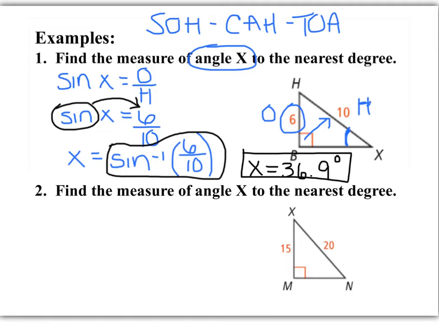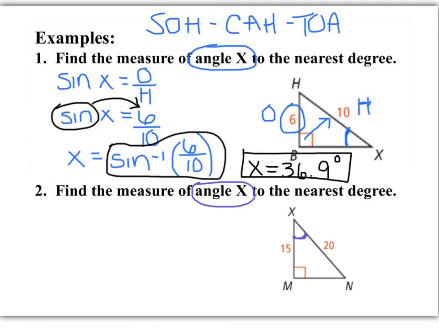Now let's continue with number 2. Number 2 says find the measure of angle x to the nearest degree. So I again know that I am looking at angle x in this problem. I am going to put my angle marking, my arc, at the reference angle of angle x. Now you will notice that angle x is not in the same position as it was in the previous problem. So when we label our sides, we need to take that into account.